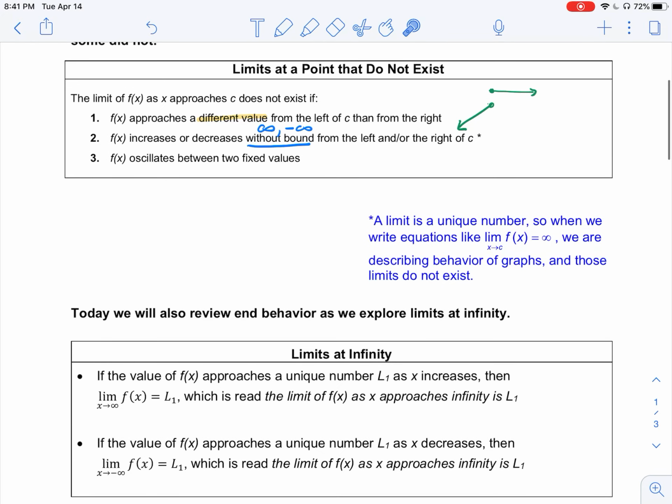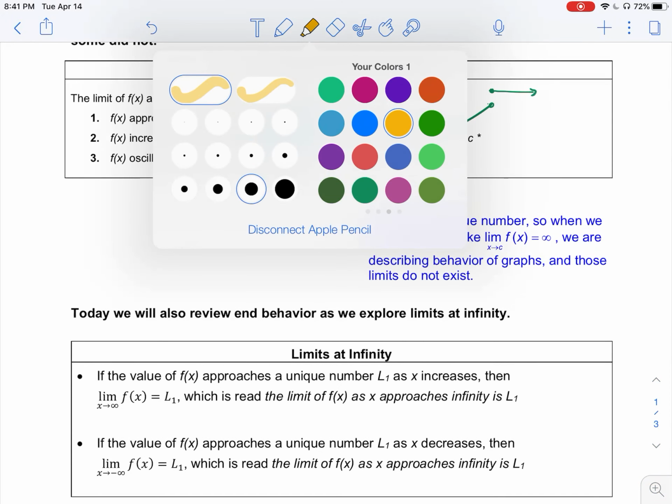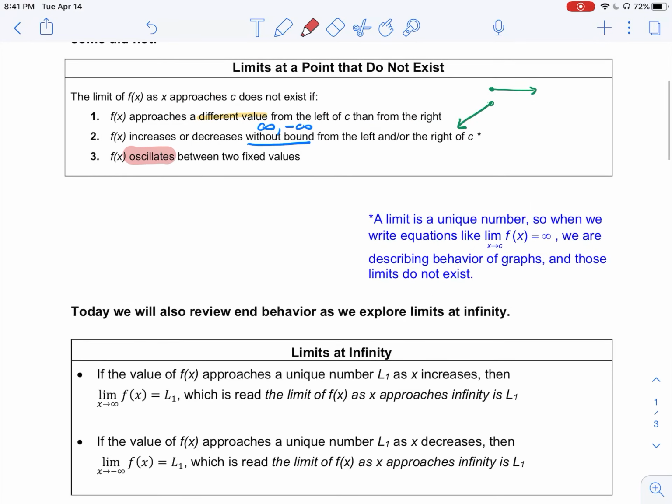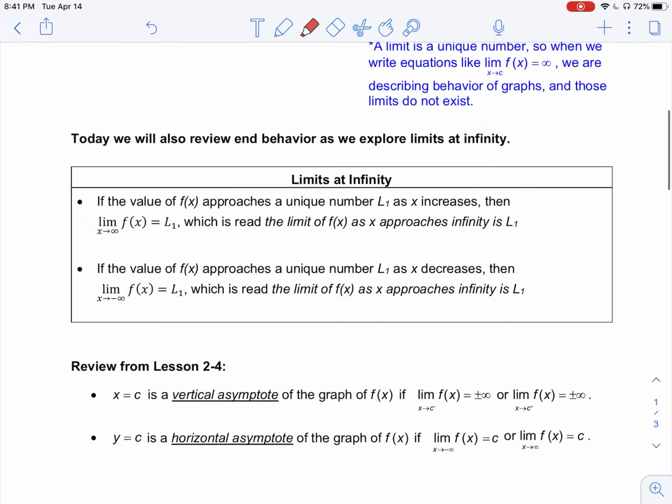All right, number 3. The third situation we'll find when it doesn't exist is if our function oscillates between two fixed values. And we're going to look at, on the next page, this lesson pretty much will be looking at oscillation and what that looks like. So those are all of our different cases for the limit at a point if it doesn't exist. If it approaches a different value from the left or the right, it increases or it decreases without bound, or it oscillates between two fixed values. And we talked about this note here.